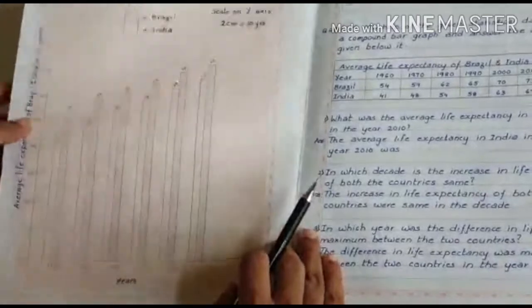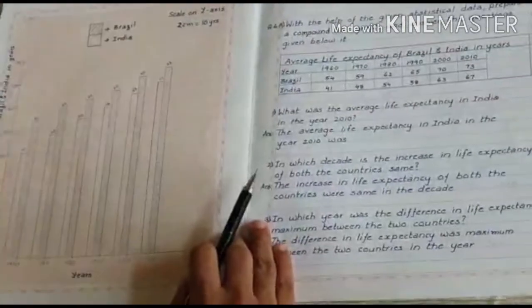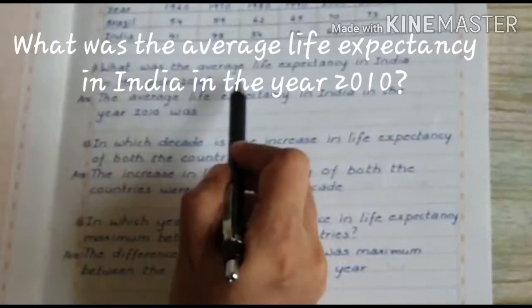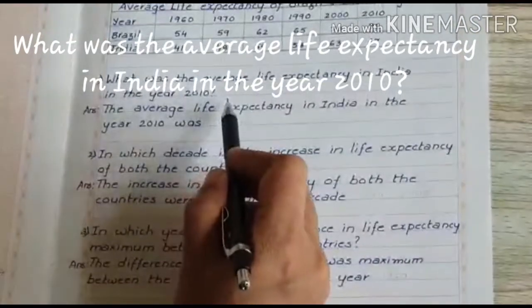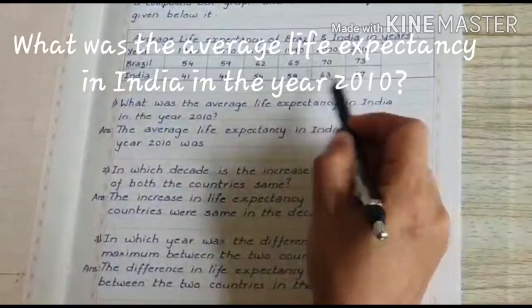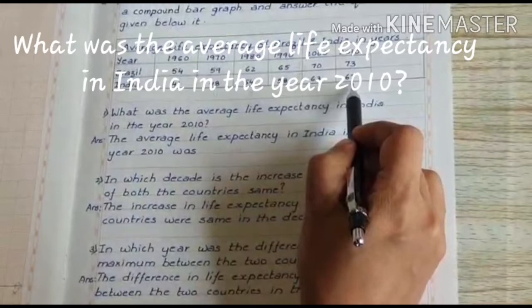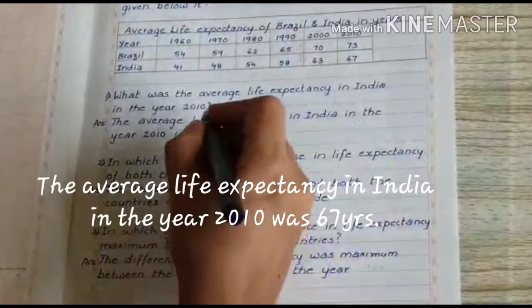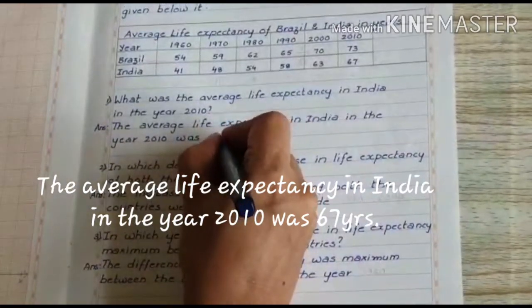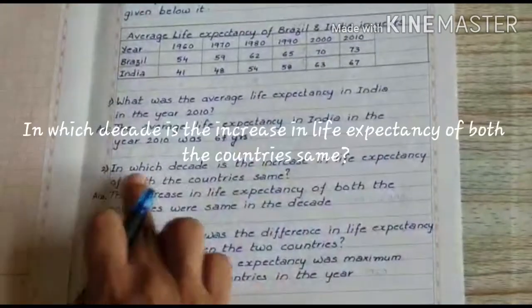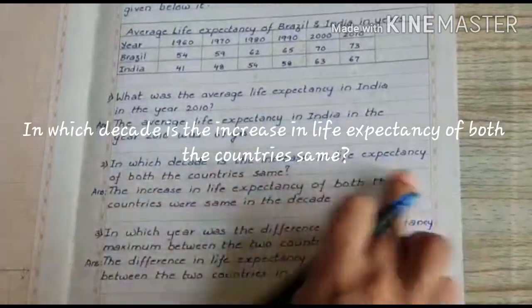In the same manner as for the simple bar graph, here also we might get questions asked after drawing the bar graph. What was the average life expectancy in India in the year 2010? Now, the average life expectancy in India in the year 2010 was 67. So we'll just write: the average life expectancy in India in the year 2010 was 67 years.